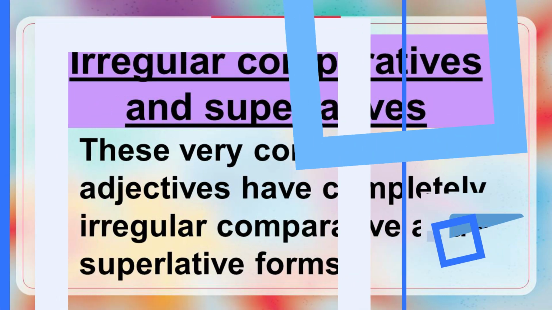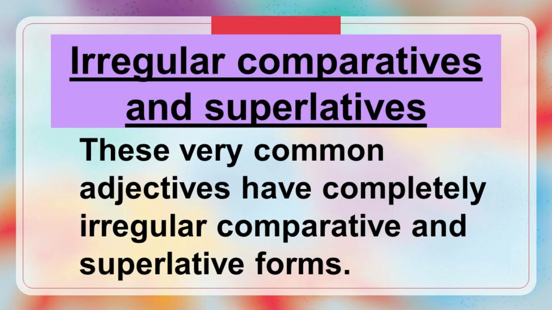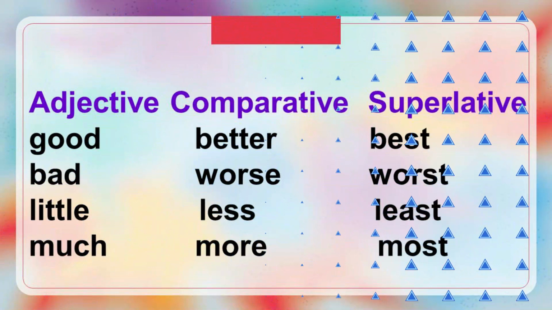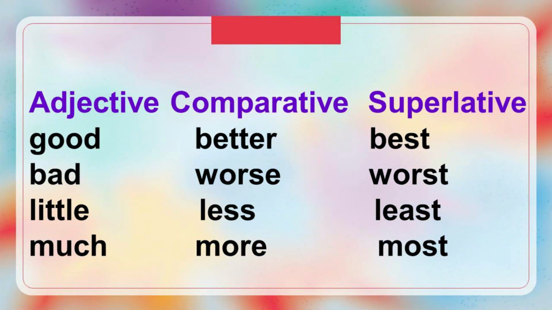If you are forming irregular comparatives and superlatives, then these very common adjectives have completely irregular comparative and superlative forms, like good, better, best, bad, worse, worst, little, less, least, much, more, most. So these are some of the formations of the degrees of comparative.